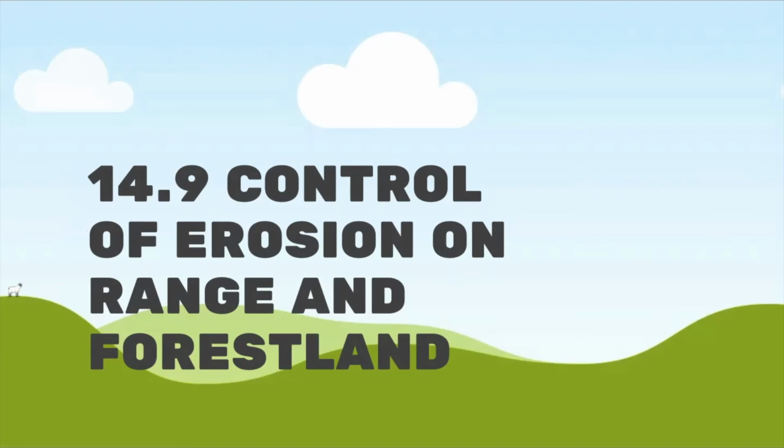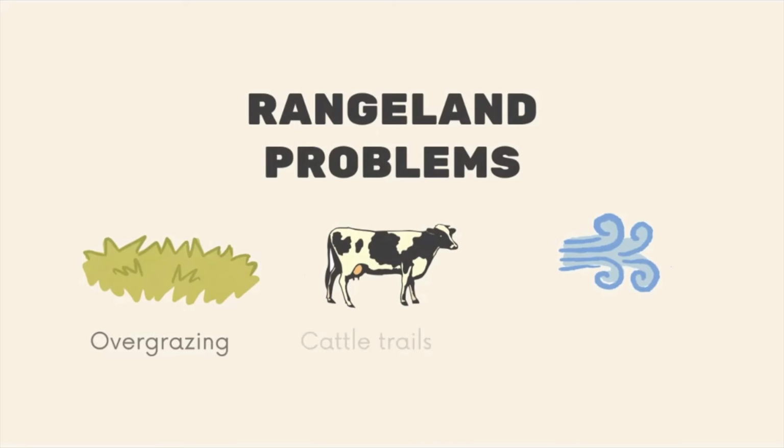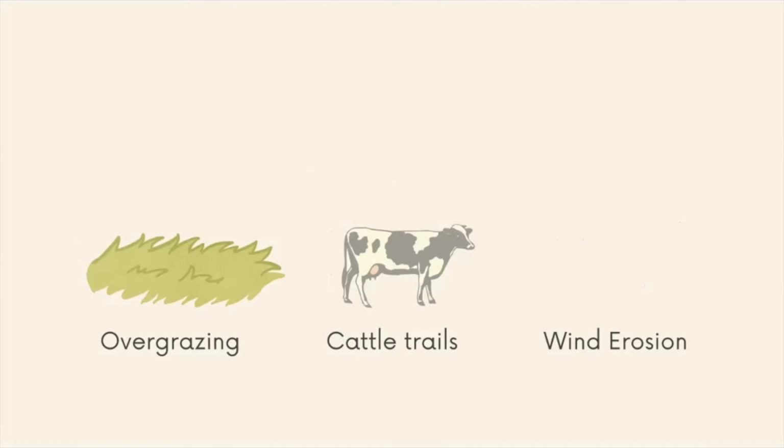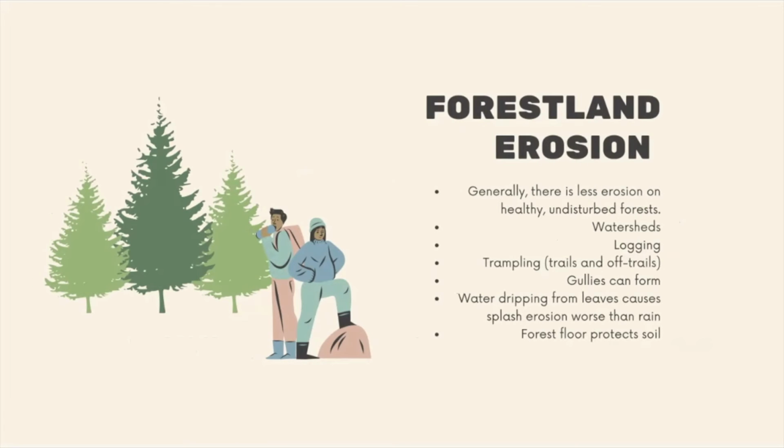Next is the control of erosion on range and forest land. Some of the rangeland problems can include overgrazing, cattle trails, and wind erosion. And there are generally fewer issues in forest lands, especially healthy, undisturbed forests, but some of the issues that can occur are watersheds, logging, and trampling on trails and off trails, and sometimes gullies can form because of that. And then there's also water dripping from the leaves that causes splash erosion worse than even rain, but mostly the forest floor protects the soil.